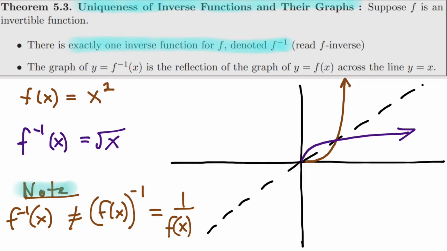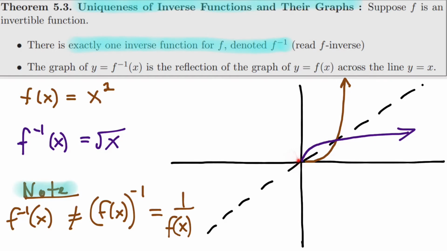So I would denote f inverse as the square root of x. Now I haven't shown you how to do that yet. You may remember it from Algebra 2, but at this point I'm just showing you what is meant by the uniqueness of the graph. So if these two are inverses, you should be able to fold up on this line here, y is equal to x, and this graph will then lie on top of this graph.